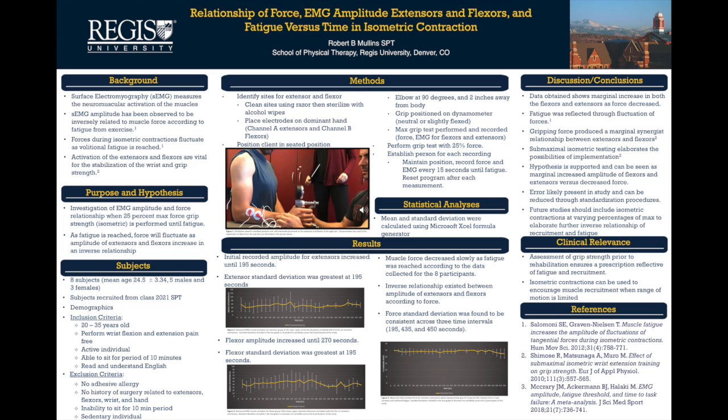According to previous studies, EMG amplitude has been inversely related to muscle force, and muscle force fluctuated as volitional fatigue was reached. The purpose of this study was to investigate this relationship, and it is believed that force will fluctuate as increased recruitment of extensors and flexors occurs.